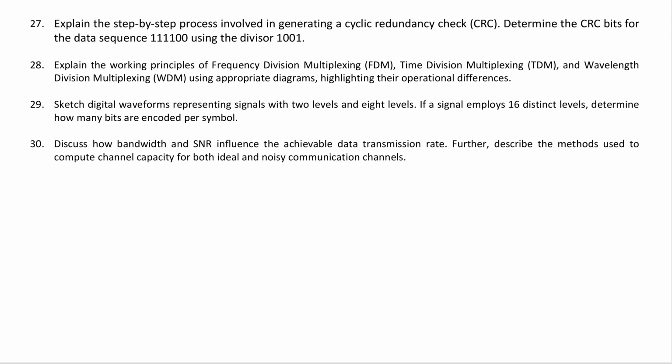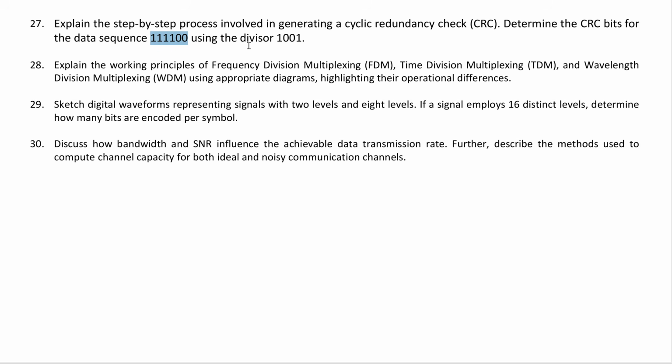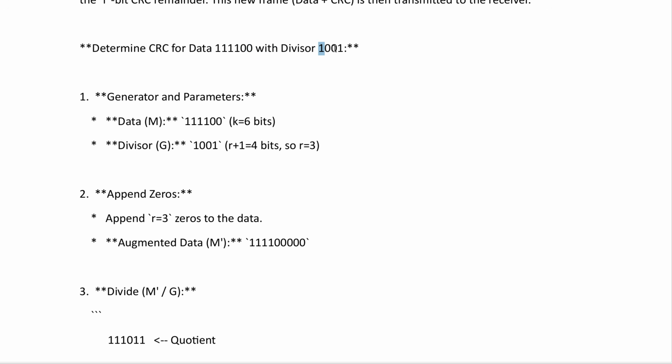The data sequence has been given to us as this, and the divisor is 1001. What will we be doing? First of all, this is the original data. How many bits are there? 6 bits. So the value of k is 6 bits.